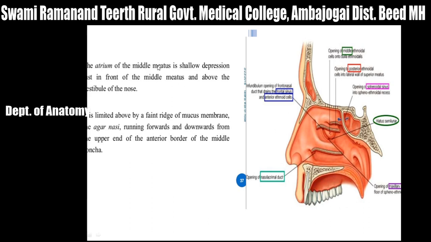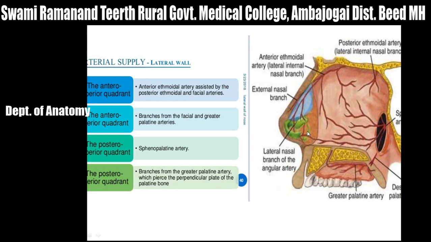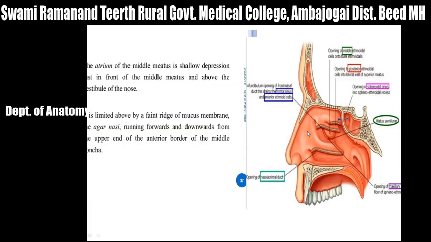Then the atrium of the middle meatus shows a depression just in front of the meatus, and that is called the vestibule of the nose, which is limited above by one faint ridge called the agger nasi. This agger nasi runs downward and forward from the upper end of the anterior border of the middle concha. So this is the lateral wall of the nose.